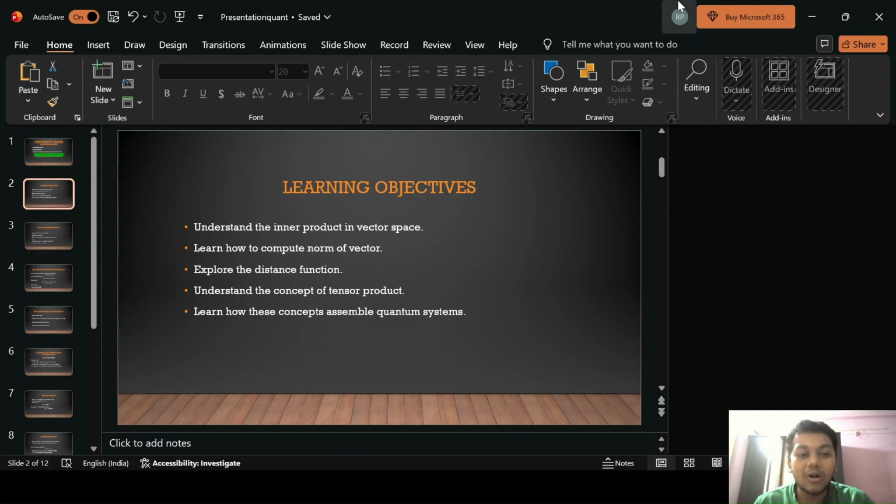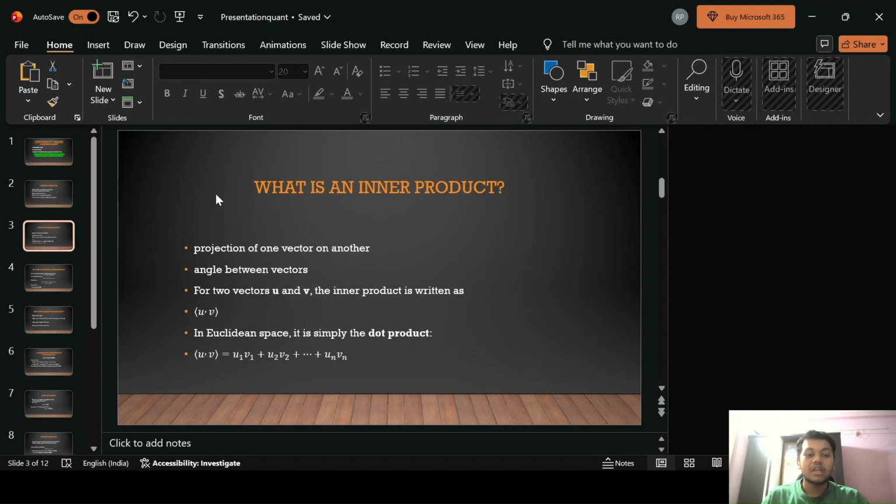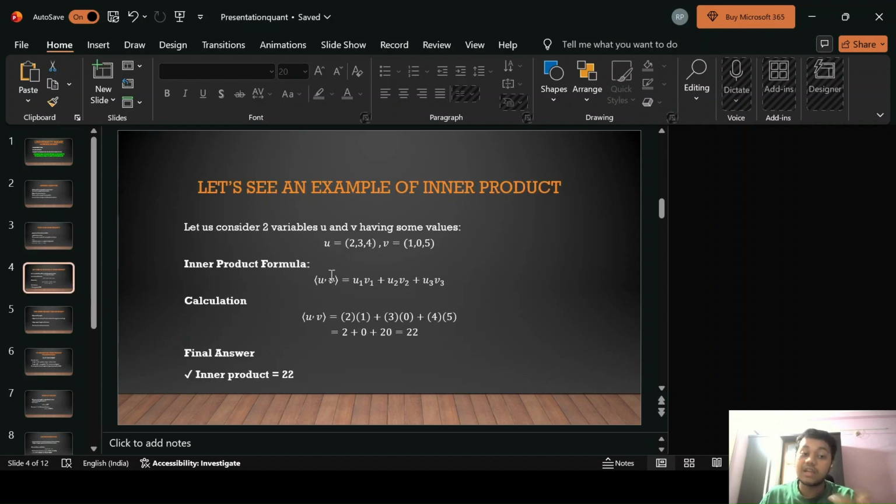So now we will be moving on to our first topic. That is, what are inner products? Inner products are nothing but the dot product of two vectors, or we can say projection of one vector on another, or angle between the vectors. Now see the example of inner product.